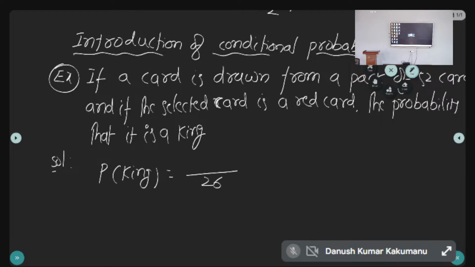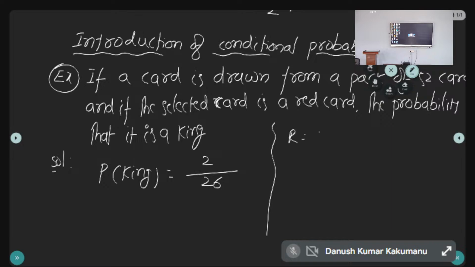The probability that it is a king. Out of 26 red cards, how many kings are there? 2 kings. 2 by 26 is the answer. This is a logical answer. If you observe carefully, two events are involved here. One event already occurred, what is it? Red card. The card I have drawn is already a red card. The probability of getting a king is required.